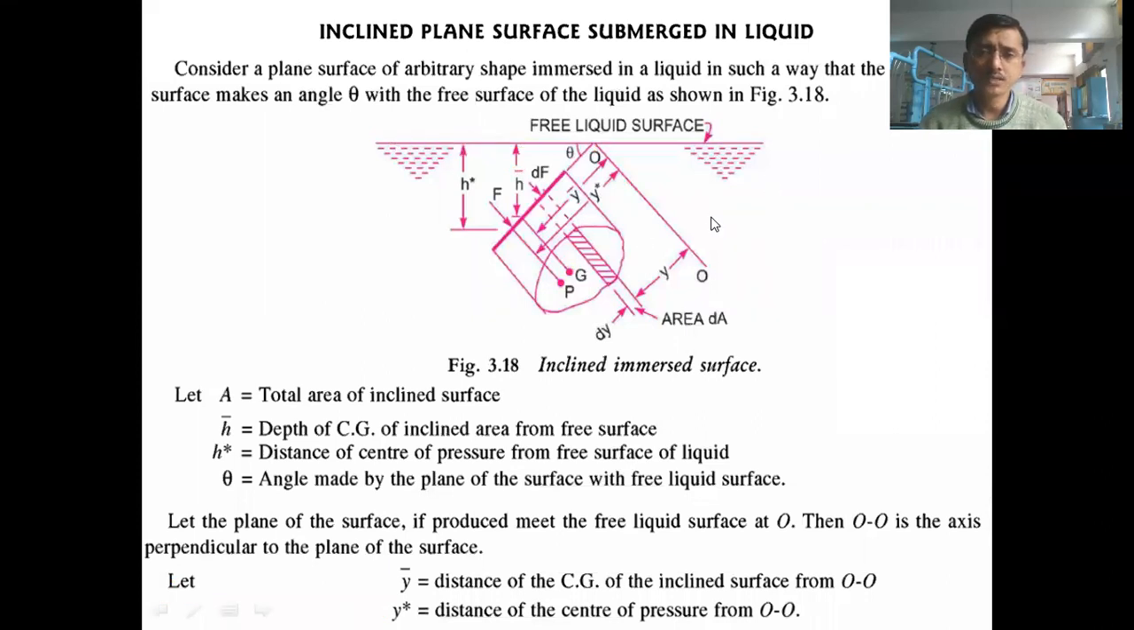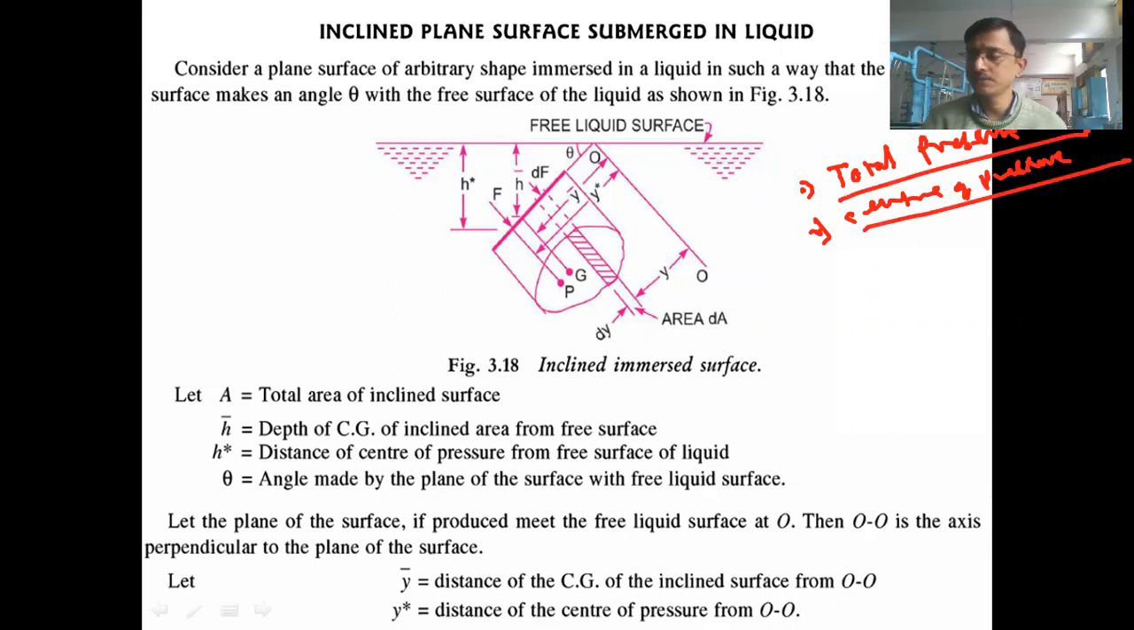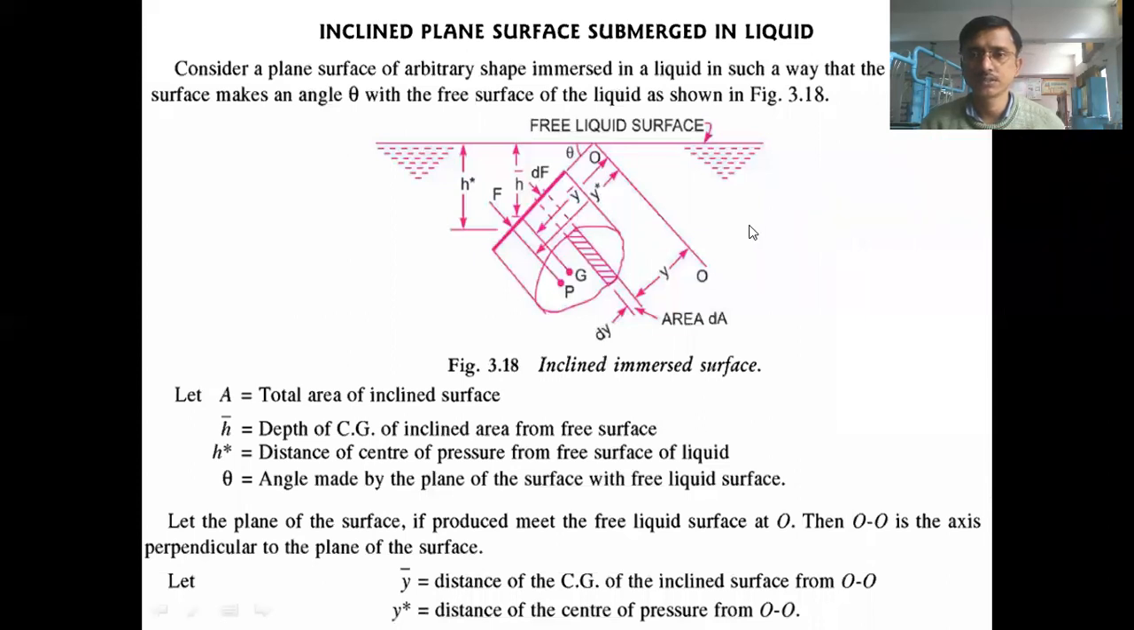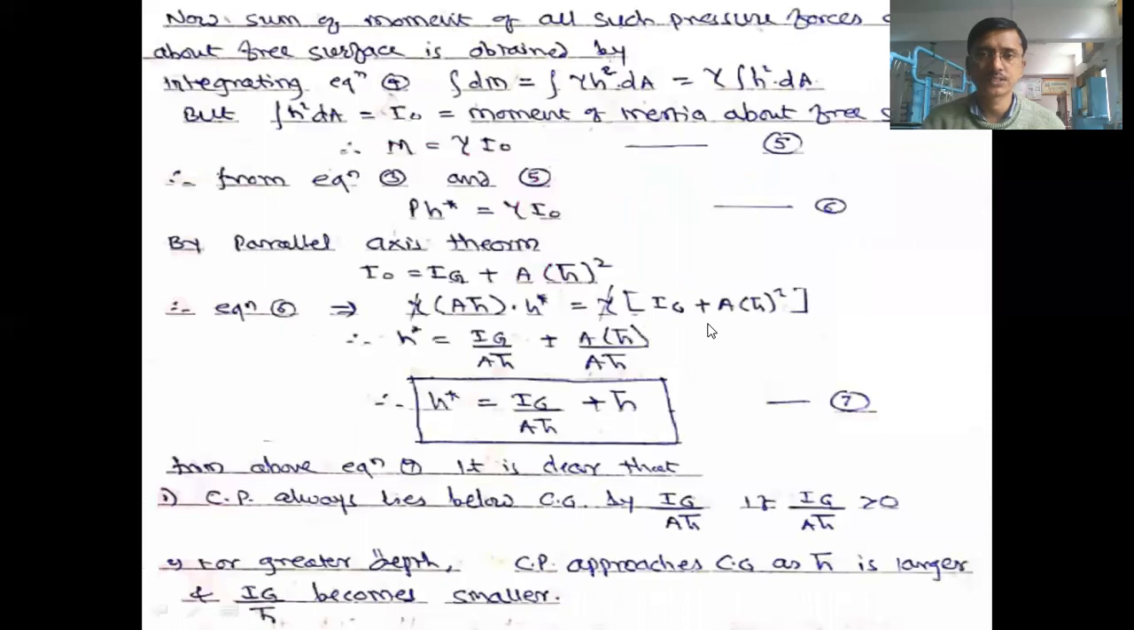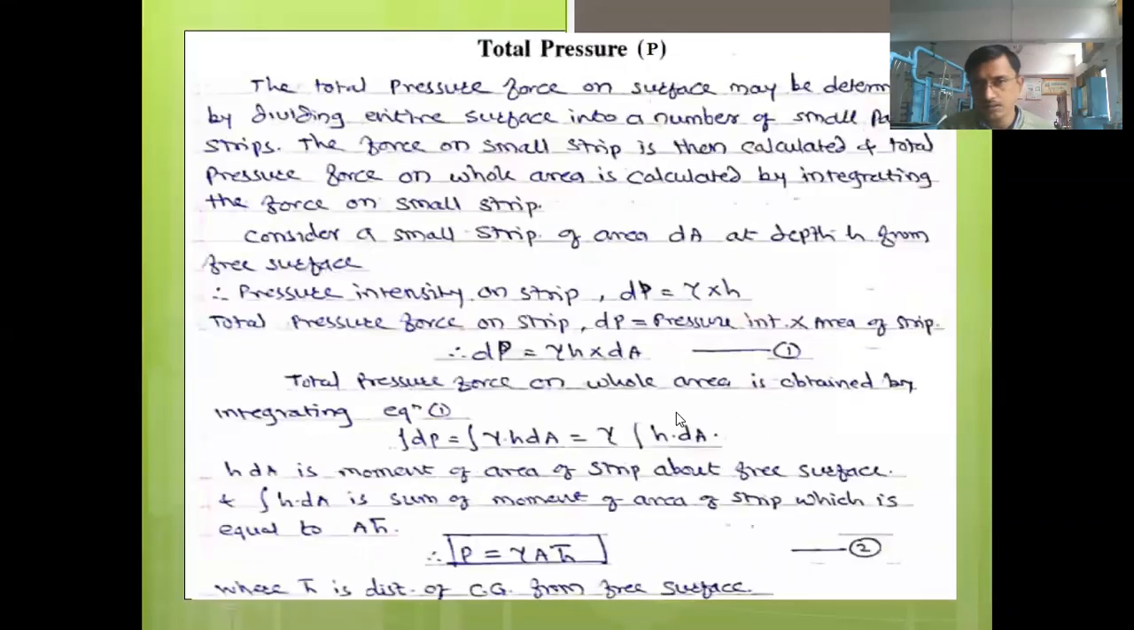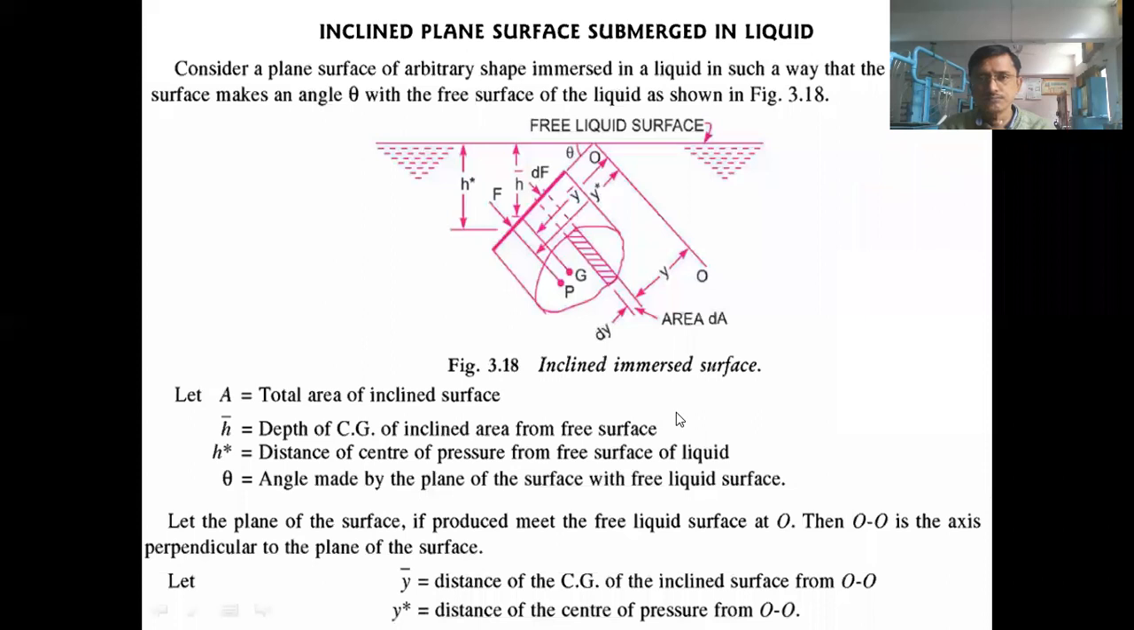Then first we will find out what is the formula for total pressure force. First step, the formula for total pressure, and second step, we will find out the formula for the center of pressure. Okay, the procedure is the same that we have seen in the first derivation for the vertical surface. Similarly, the same derivation procedure, the same steps, we have to use here for the derivation of this inclined surface.